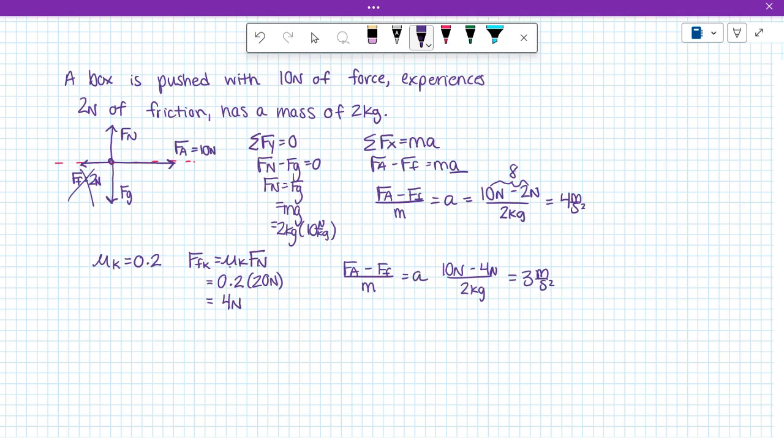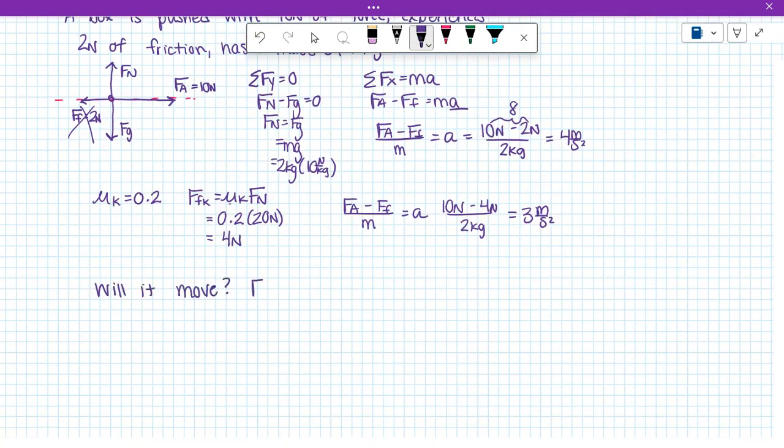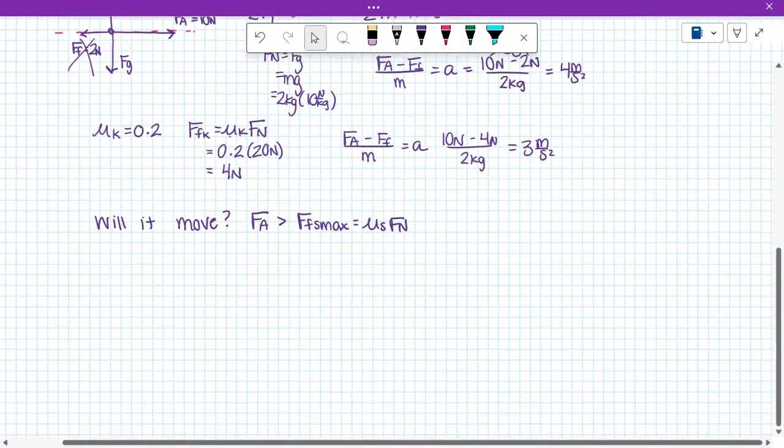Don't forget, unless the question says the object is already moving, we do have to make sure that the object will move. So just as a reminder, for those "will it move" questions, you want to see: is the applied force greater than that maximum static friction force, which we can calculate by doing the coefficient of friction times the normal force? Okay?